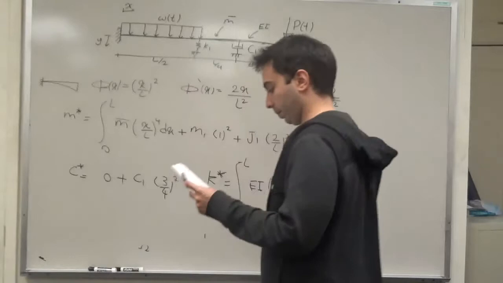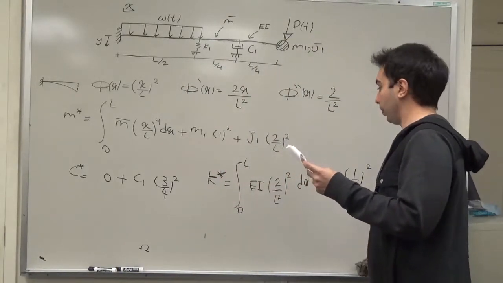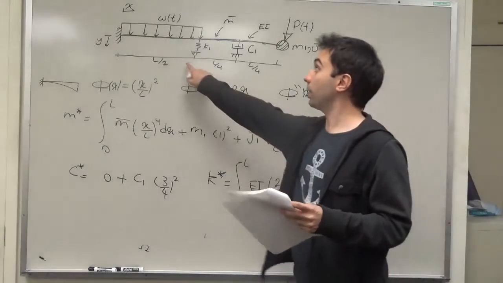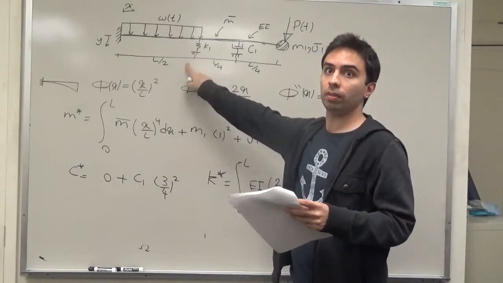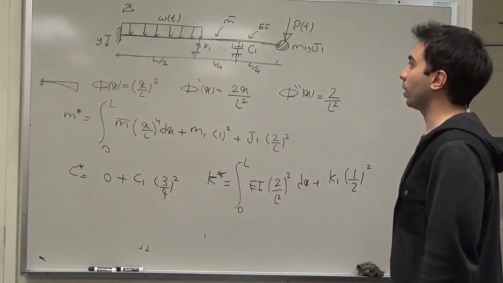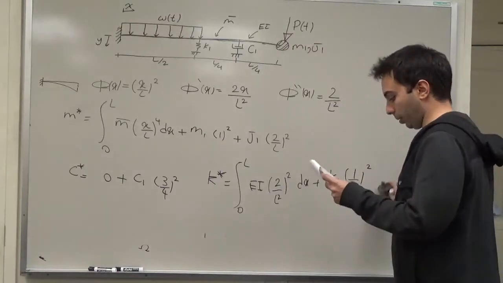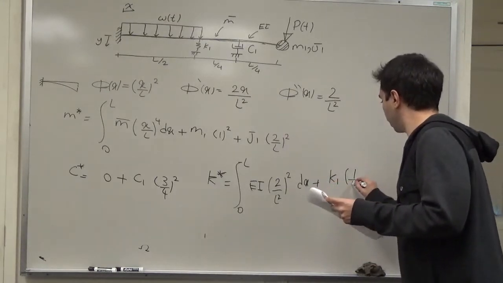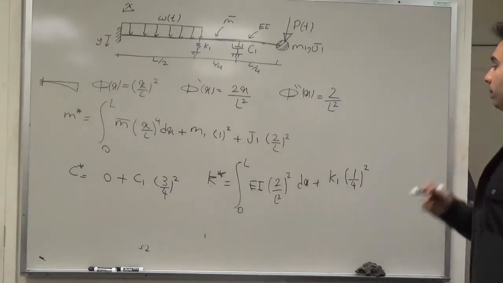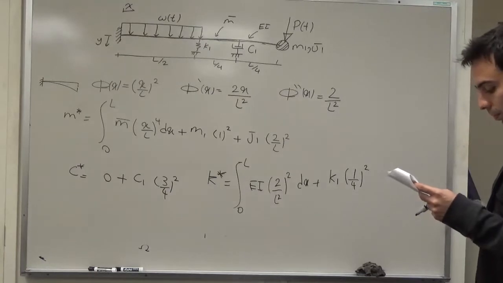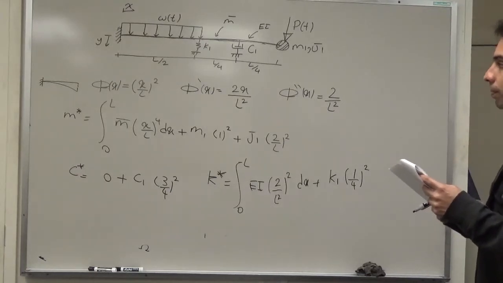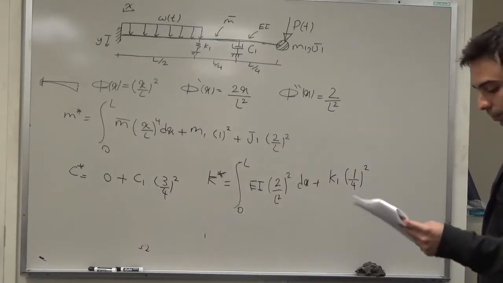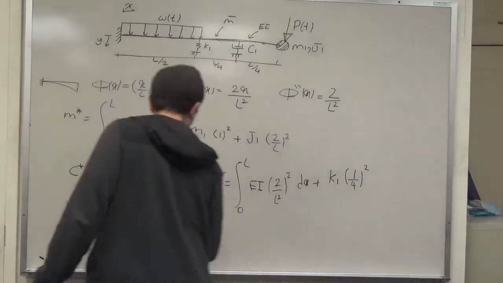So the phi is 1/4, but the phi goes squared. But the K is at L over 2. So what is the phi at L over 2? It's not 1/2, right? It's 1/4, and the phi goes squared, so it's 1/4 squared, because the formula for K asterisk is K times phi squared. And the phi is 1/4. That's correct. And that's it for the stiffness.